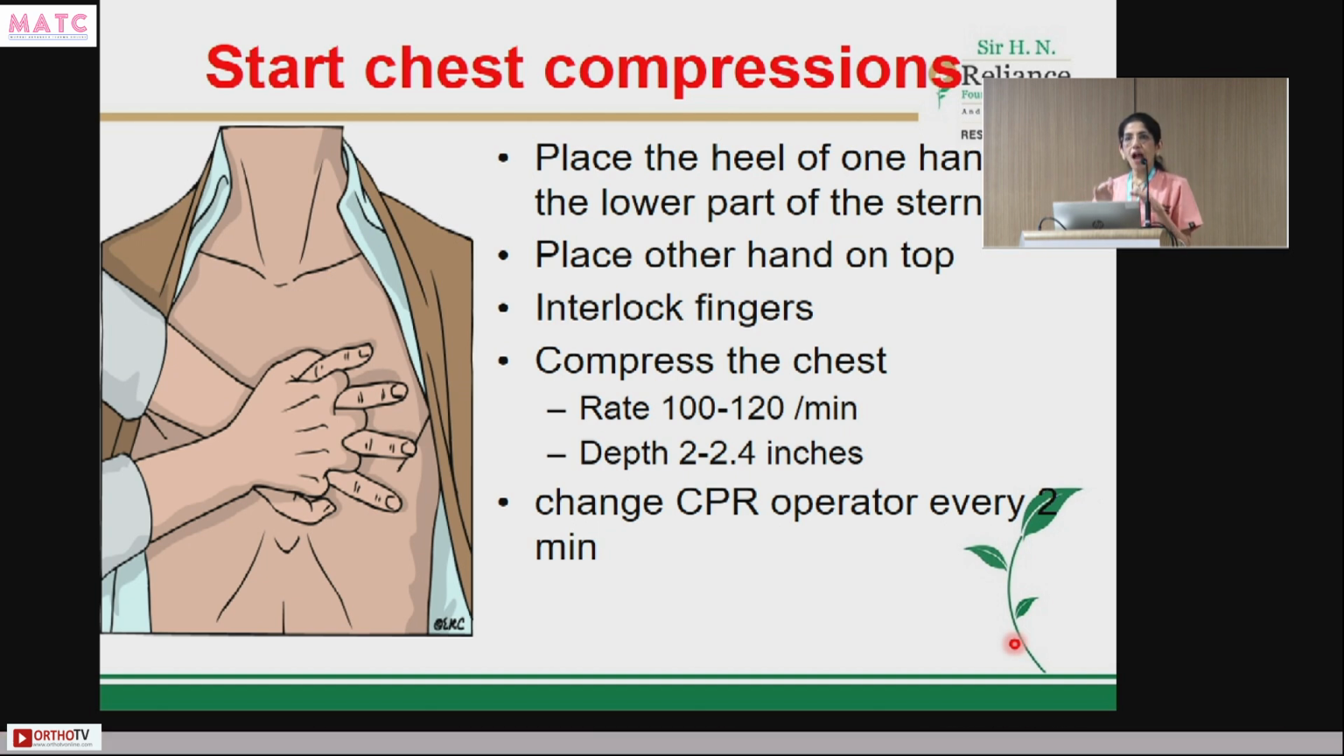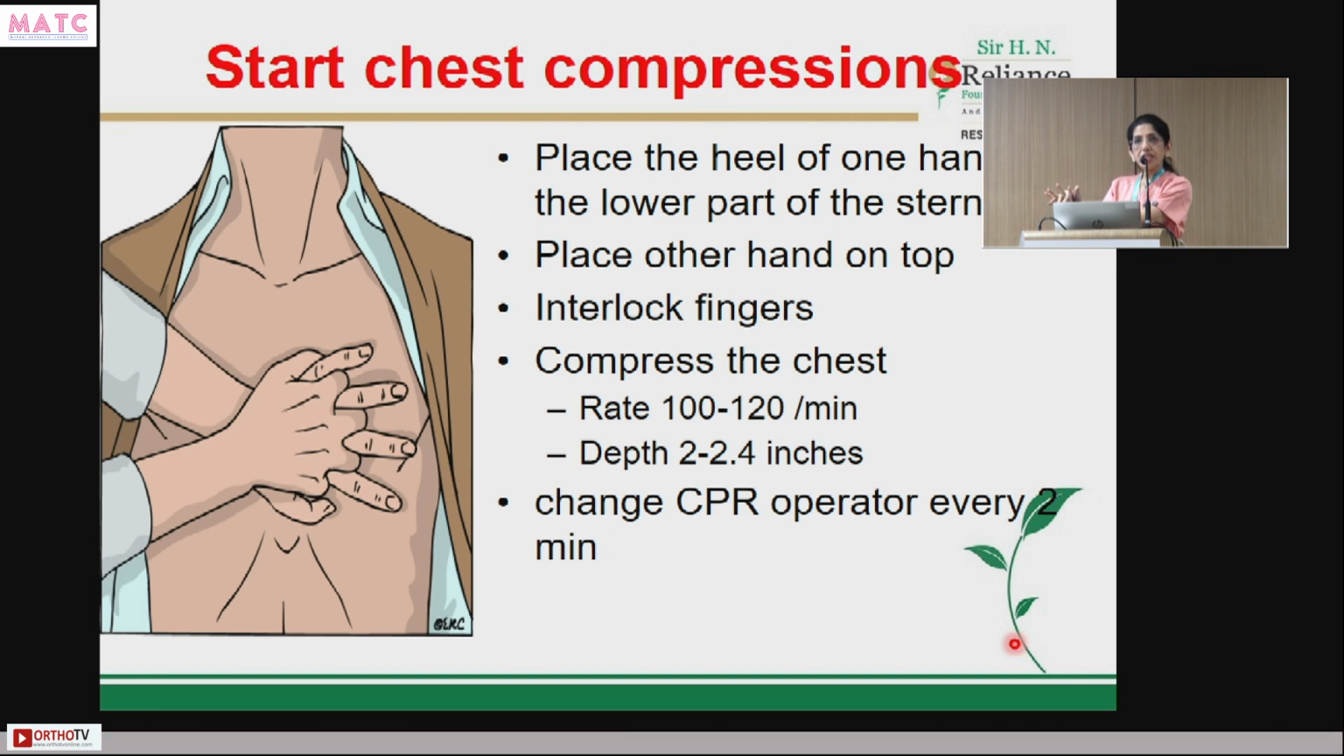So how do you give the compression? The compressions are given on the lower part of the sternum. You give it with the heel of the hand. Place the heel of one hand on the lower part of the sternum, then put the other hand over it, interlock the fingers, and start with the compressions.